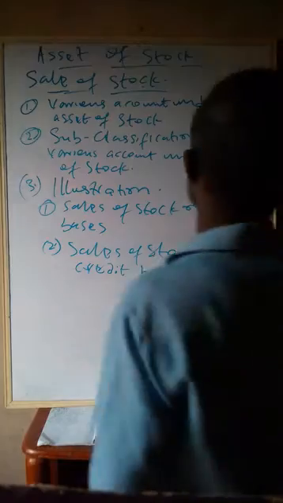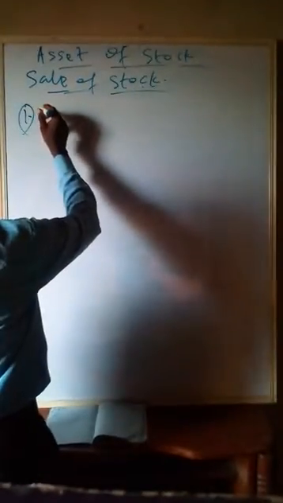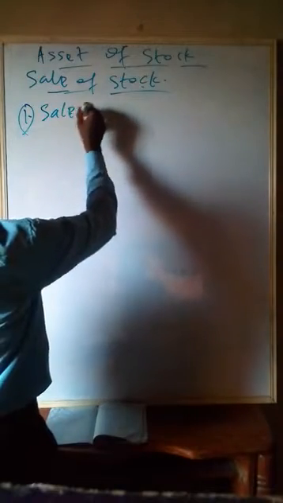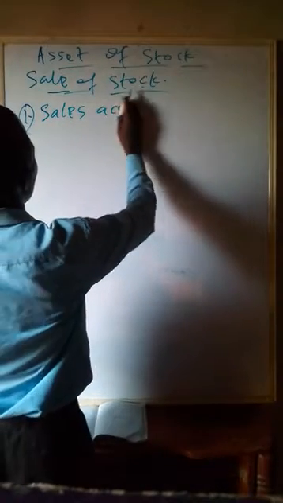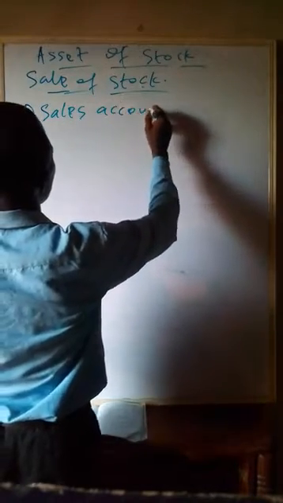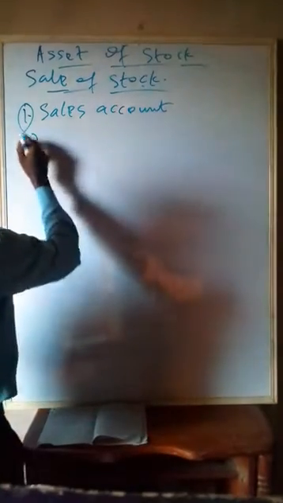So number one, various accounts under asset of stock, and that is asset of stock under sales of stock. That is, one, sales account.